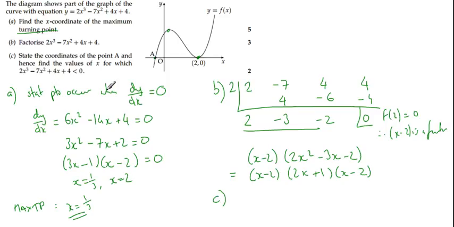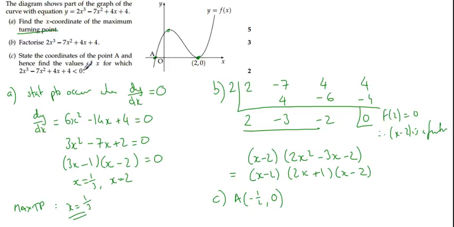Now for C, is then asking us to state the coordinates of the point A, which again is a root, and that's what happens when you set your original function or this factorized function to 0. And when you set it to 0, you're going to get two answers. x is 2 and x equals negative a half. Now the x is 2 is this point here. A is the point x equals negative a half, sorry. So A is the coordinate negative a half, 0.